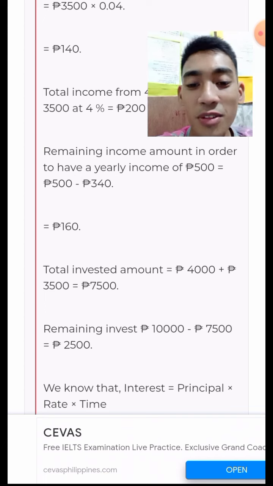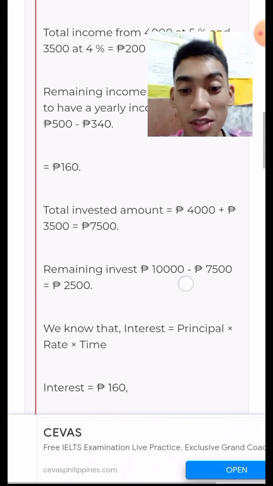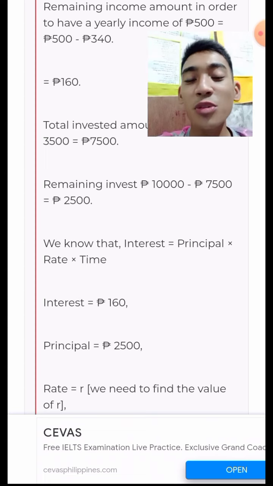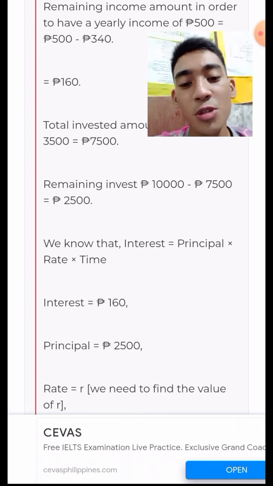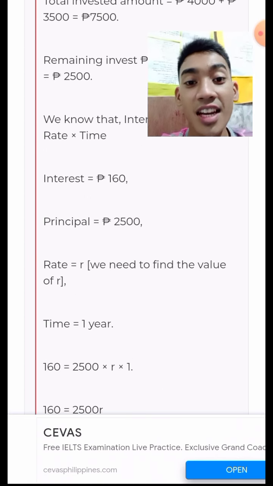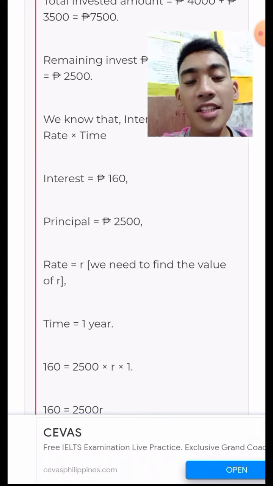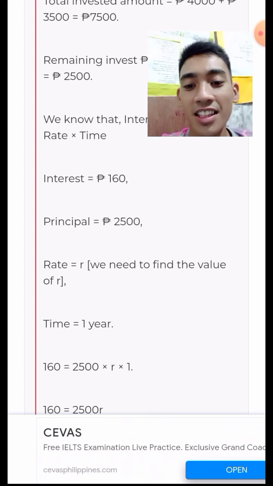And then the total investment already is 7,500. The remaining is 2,500. The formula here is interest equals the principal times the rate times the time. So we need to determine at what interest or percent the 2,500 will be invested. Substitute. Our interest here is 160 pesos. That's the interest that we want. Then our principal amount is 2,500 pesos. The rate is what we need to find, the value of R.